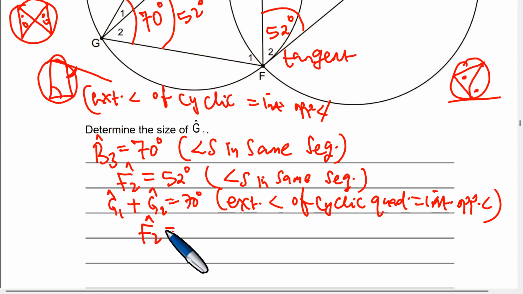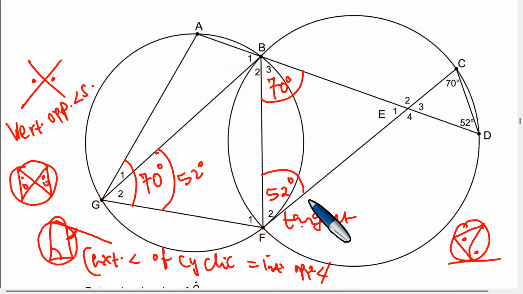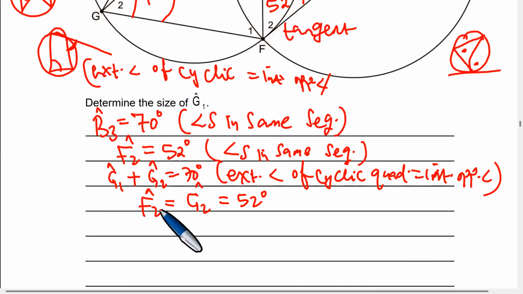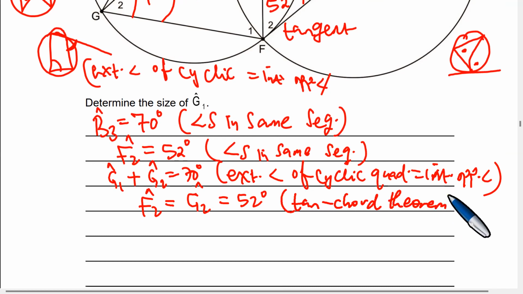F2 is equal to G2, which is equal to 52 degrees. So F2 is equal to G2 equals 52 degrees. Tangent-chord theorem. Tangent-chord what? Theorem.